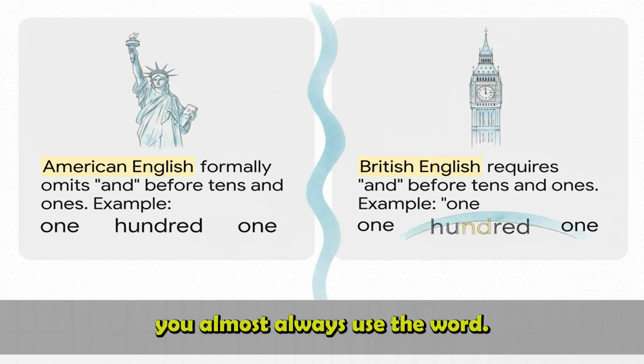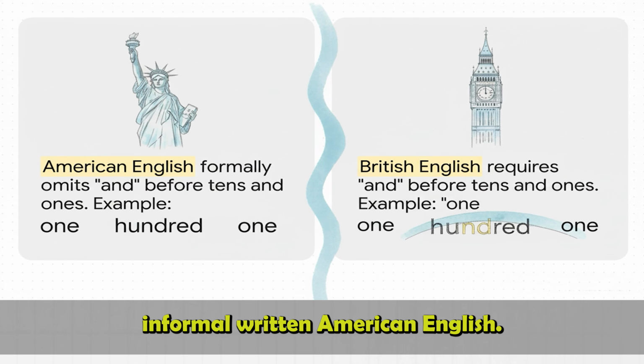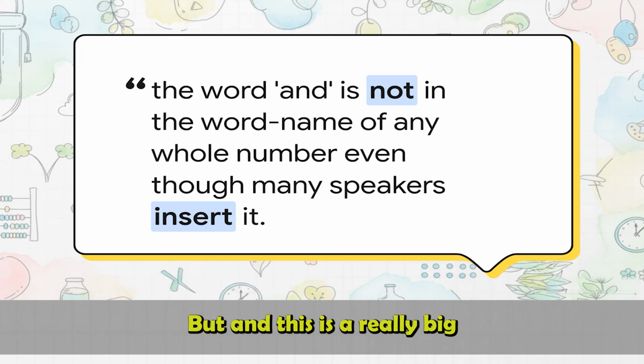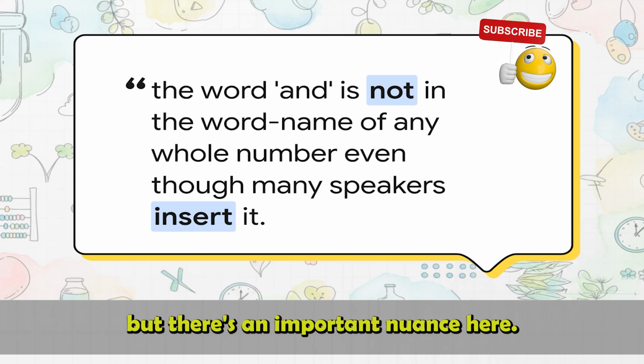In British English, you almost always use the word and to connect the hundreds part to the tens and units part. So the number 101 is said one hundred and one. In formal written American English, that and is usually left out. It just becomes one hundred one. But, and this is a really big but, there's an important nuance here.